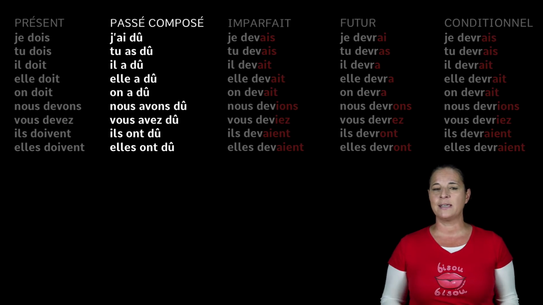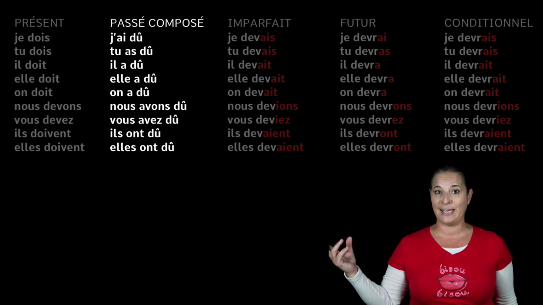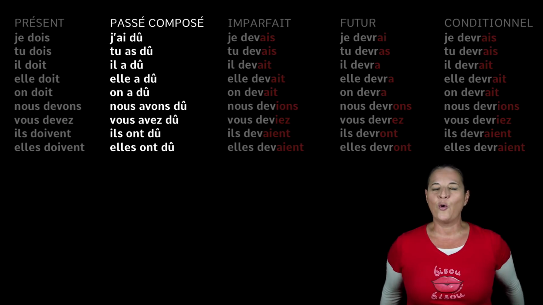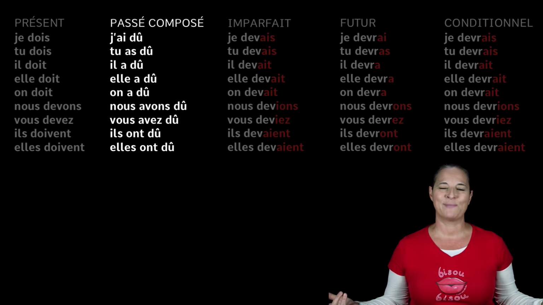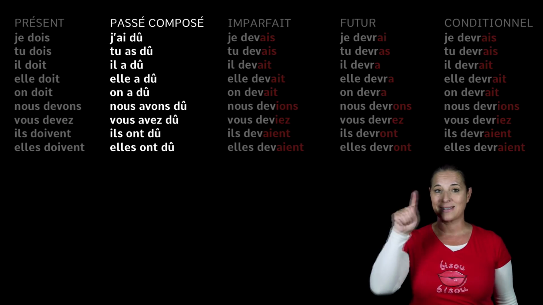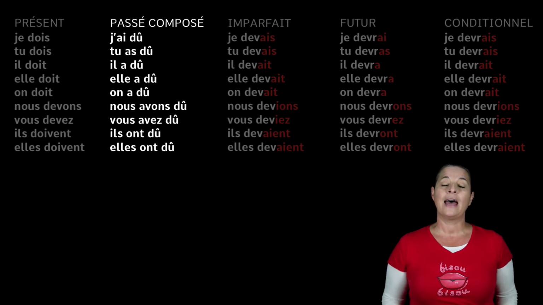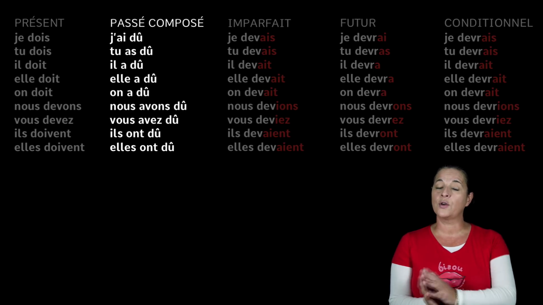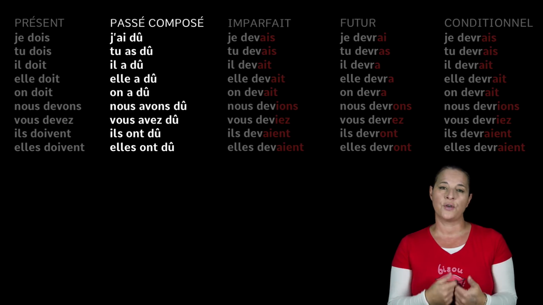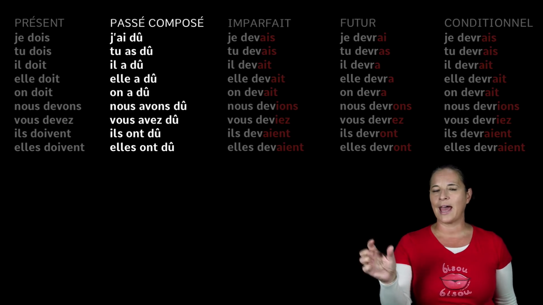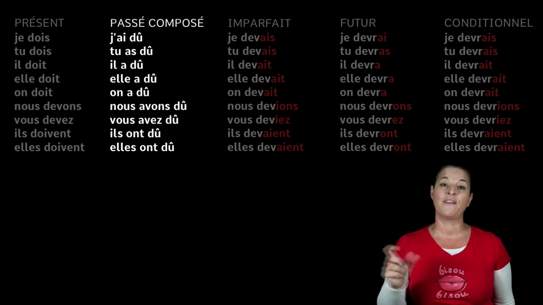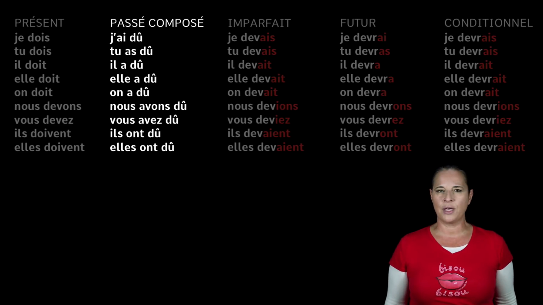So the past participle of devoir is, drum roll, it is dû. Don't ask me why. Dû with the accent circumflex on top. And this is the past participle. It goes with the auxiliary verb to have. So we say I have, you have, and so on. And then we add had to. Okay, I have had to. Okay, so here we go.